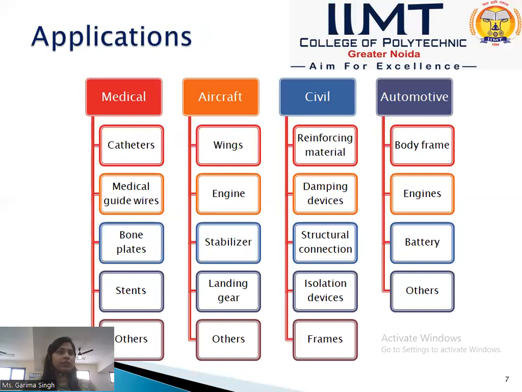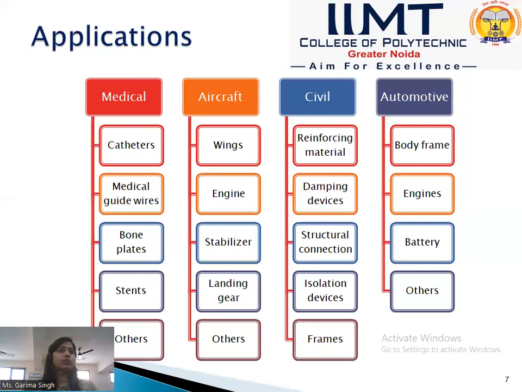Here are some examples of the application of SMAs. In the medical field, we have catheters, medical guide wires, bone plates, and stents, and other applications where shape memory alloys can be used, because there are some areas where we can use shape memory of the object so that it can replicate the human structure or the void or the real structure that should be there in the first place.